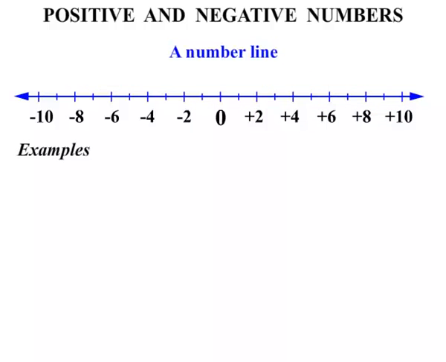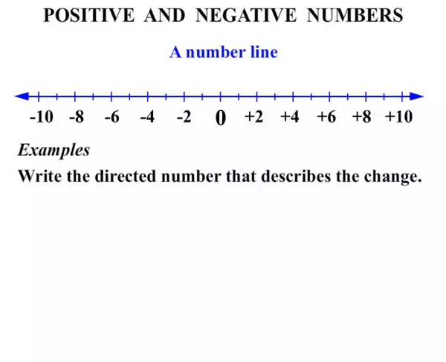Let's look at some examples now. We're asked to write the directed number that describes the change. Now, a directed number basically means is it a positive number or a negative number? And this first one, what's the change from minus 2 to positive 4? Well, let's see. Where's minus 2? There it is. And we're going all the way to positive 4. So let's start at the minus 2 and let's count how many steps. 1, 2, 3, 4, 5, 6. And that 6 is in a positive direction to the right. So it's plus 6. That describes the change.